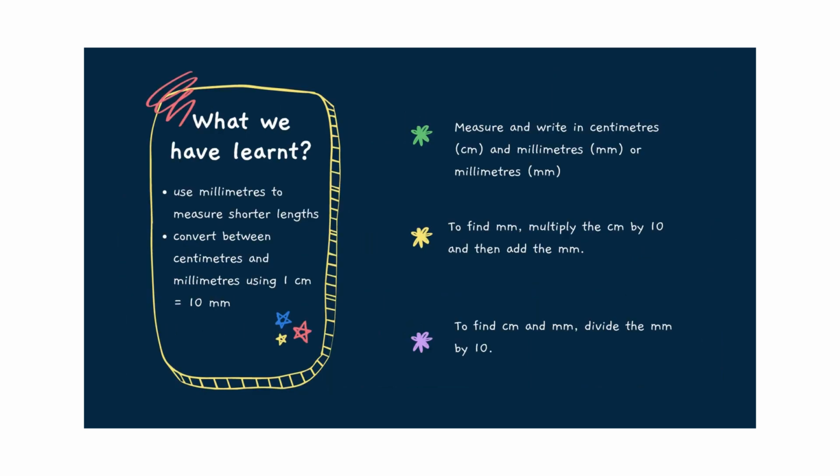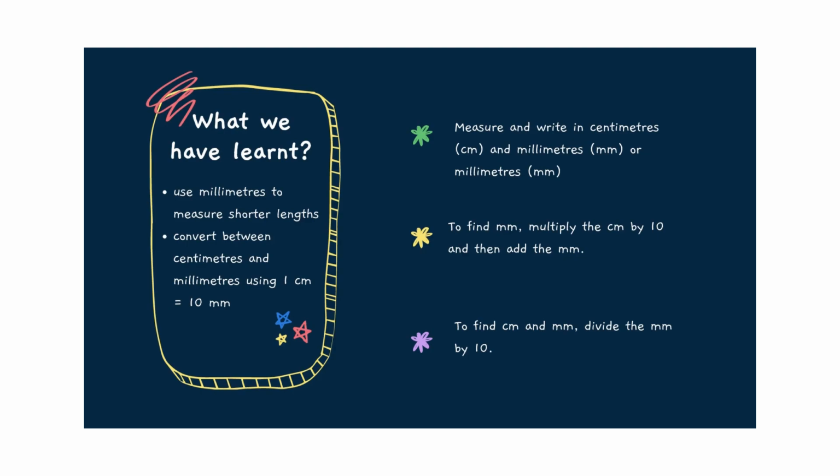We use millimeters to measure shorter length. We know about that. And then also we use 1 centimeter is equal to 10 millimeter to convert between centimeters and millimeters. And we looked at some steps, first using the ruler, where we write in centimeters and millimeters. Also, we learned that in order for us to find millimeters, when given the centimeters, we just multiply the centimeter by 10. And if we're given extra millimeters, we just add them up.